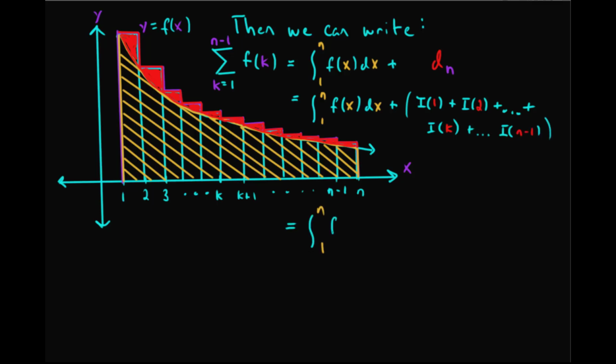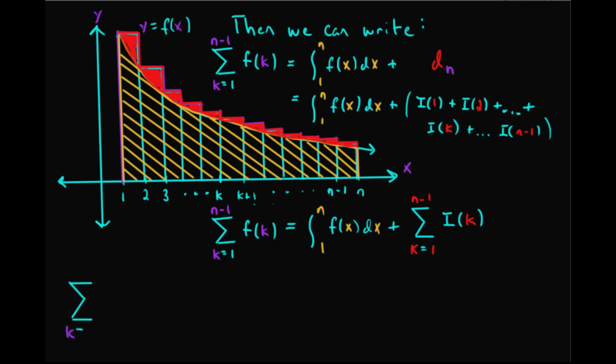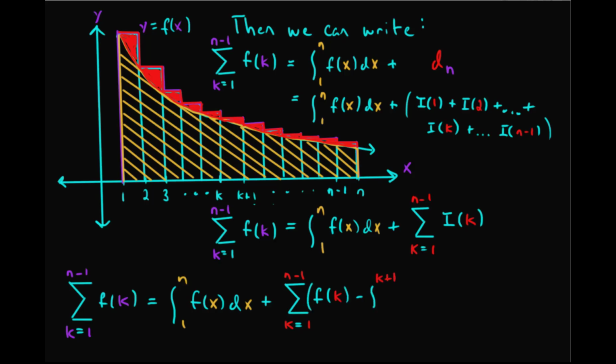Well, we can simplify this expression by writing that this sum equals the integral from 1 to n of f of x dx plus the sum of the values of I of k from k equals 1 to k equals n minus 1. And then substituting back in our definition for I of k, we have that the sum of the values of f of k from k equals 1 to k equals n minus 1 equals the integral from 1 to n of f of x dx plus the sum from k equals 1 to k equals n minus 1 of f of k minus the integral from k to k plus 1 of f of x dx.